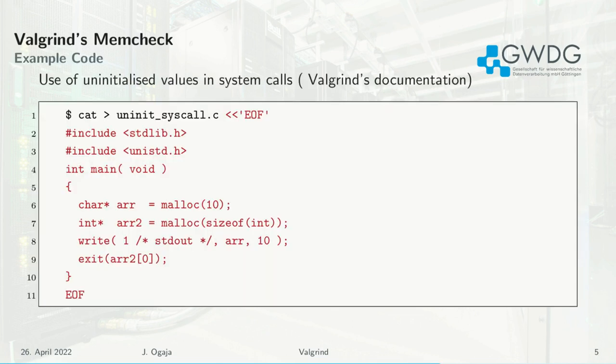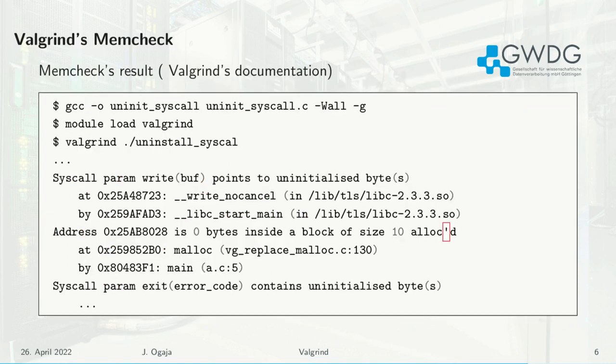Yeah, so I'll quickly show you how this can be done as well. This is an example code which is available in Valgrind's documentation. It's the same code I've shown you before with GDB. And if you use Valgrind, you do the same thing. You have to compile it with the -g option.